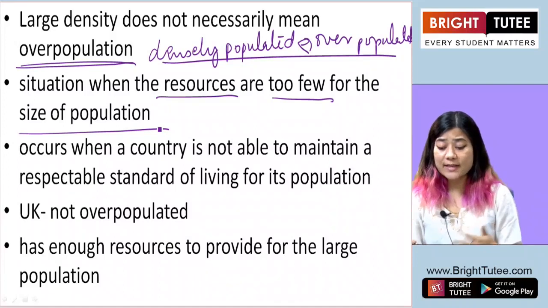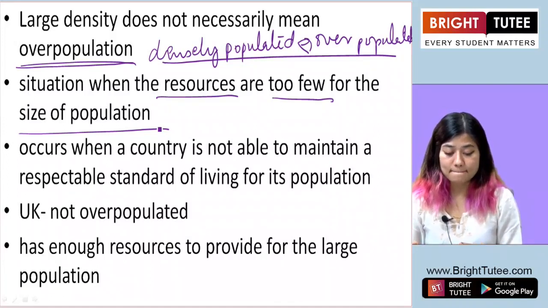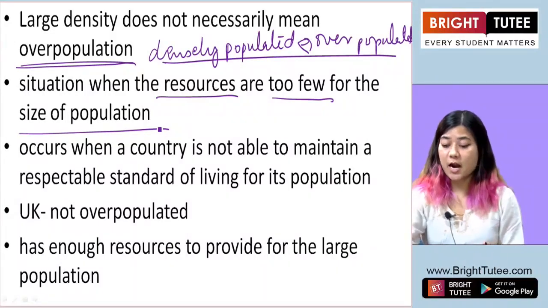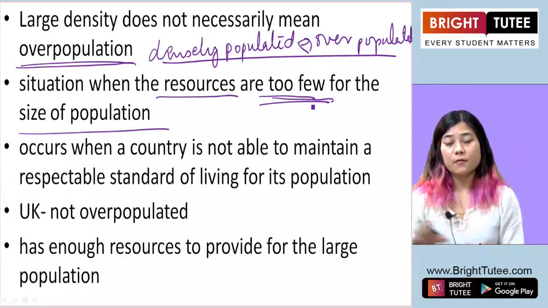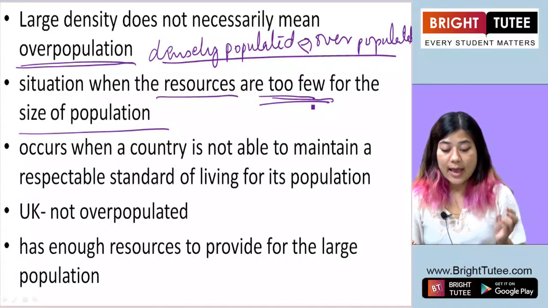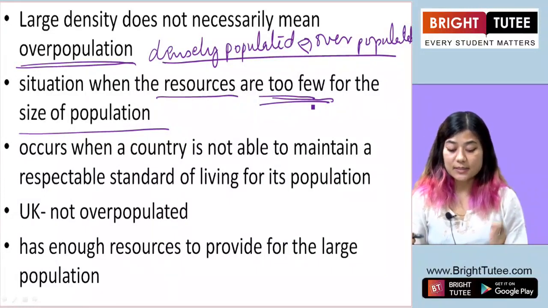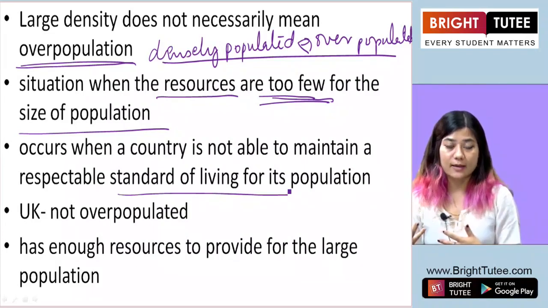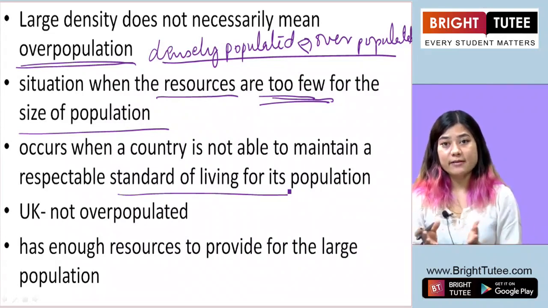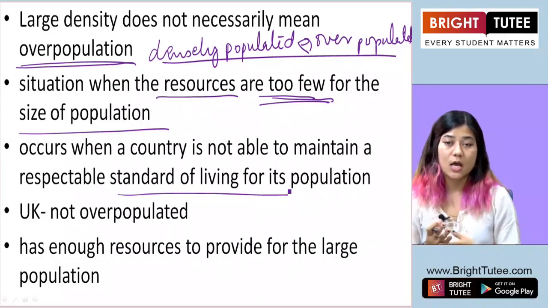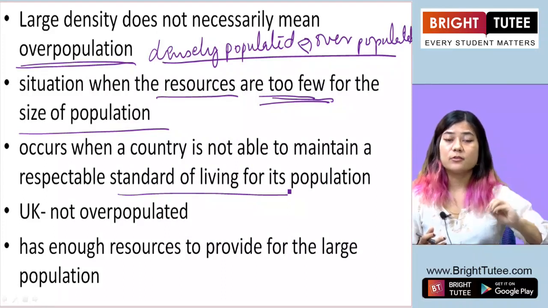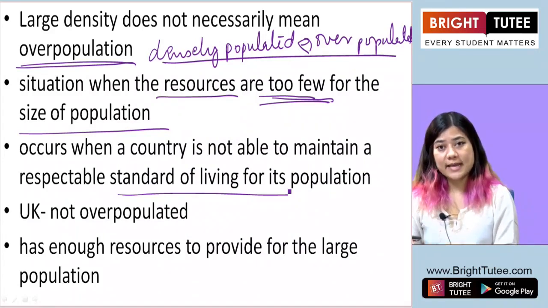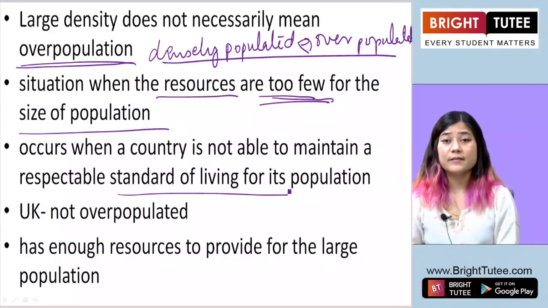Now let's try to understand this. Overpopulation occurs when the resources are few and they are not enough for all the people living in that area. And as a result of that, the standard of living of that population is very low. They're not high. So we can say that an area or country is overpopulated when the resources are few and when the standard of living of the people is also very low.